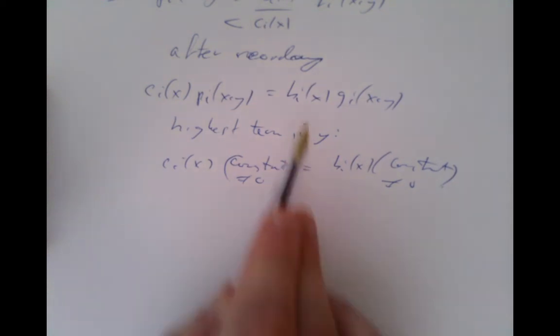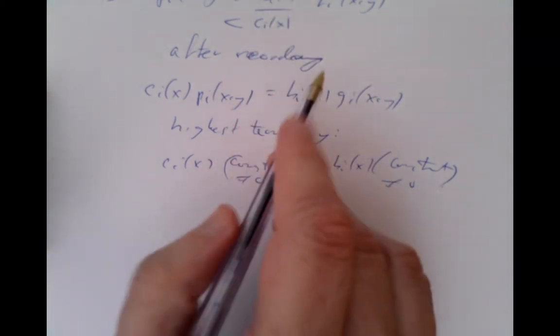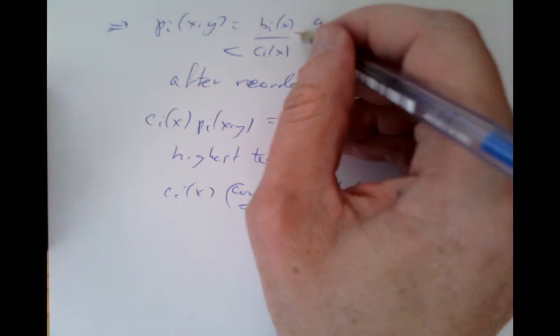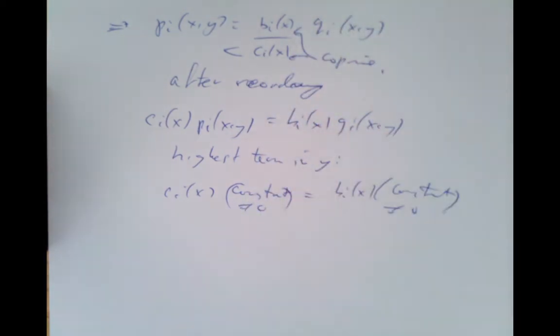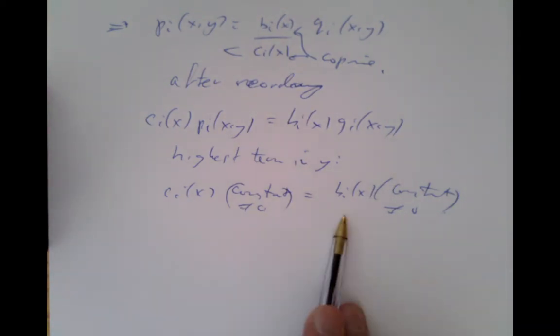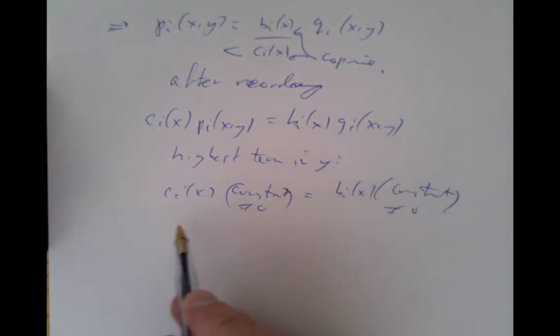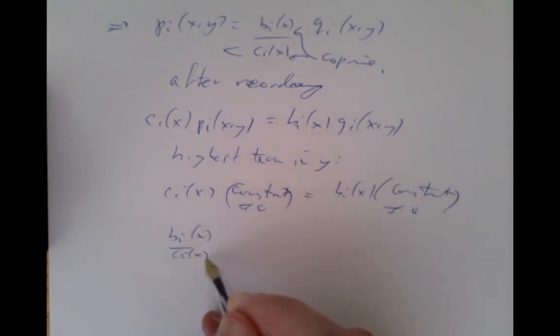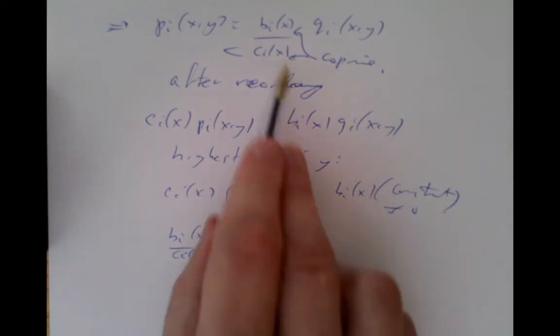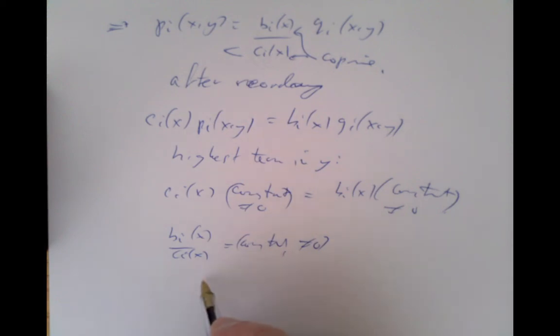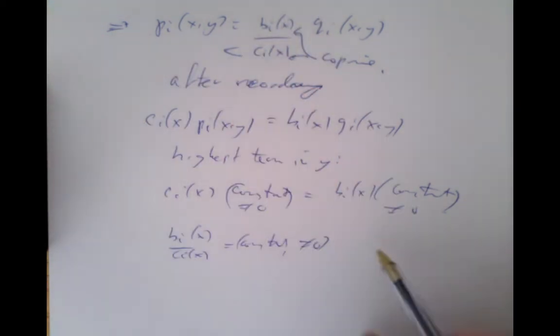And then these have a common factor, and therefore we can divide them by each other here. When you work with fractions, you can always assume that the numerators and denominators are co-prime. But if they're co-prime and they're also constant multiples of each other, then they must be equal up to constant multiple. So their ratio must be a constant, right? So bi of x over ci of x is a non-zero constant, and therefore up to constants pi is qi.